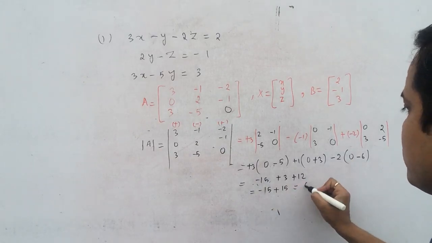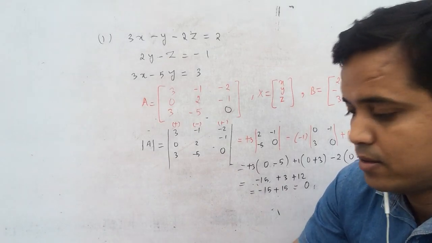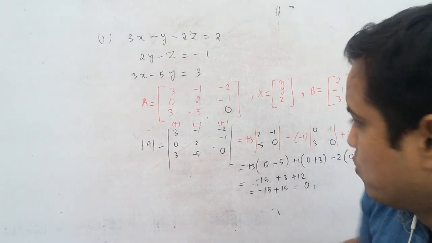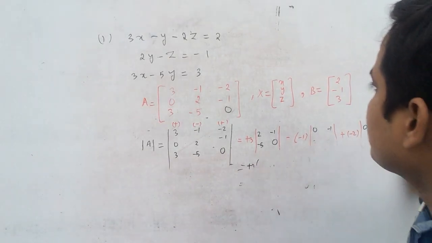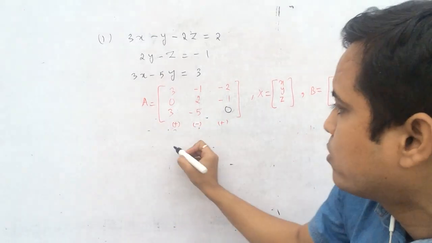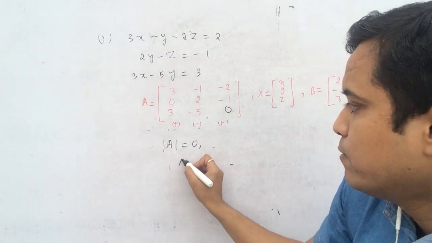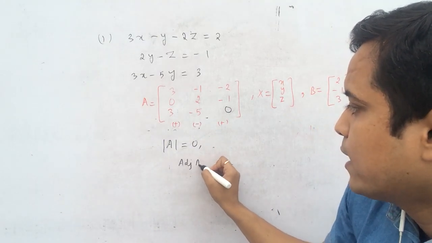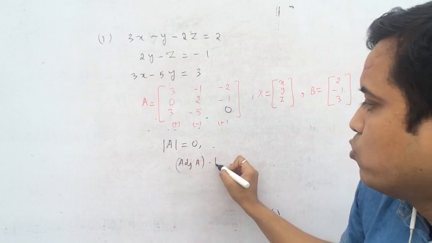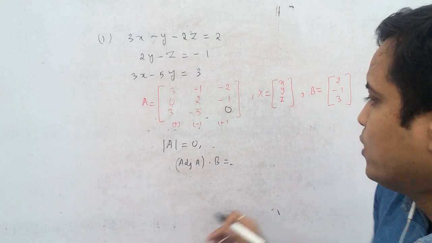So here you get what? Determinant of A is what? Singular. So determinant of A is singular here. So what do you do now? So here we check for what? Adjoint of A into B. Okay. How do you find the adjoint of A?